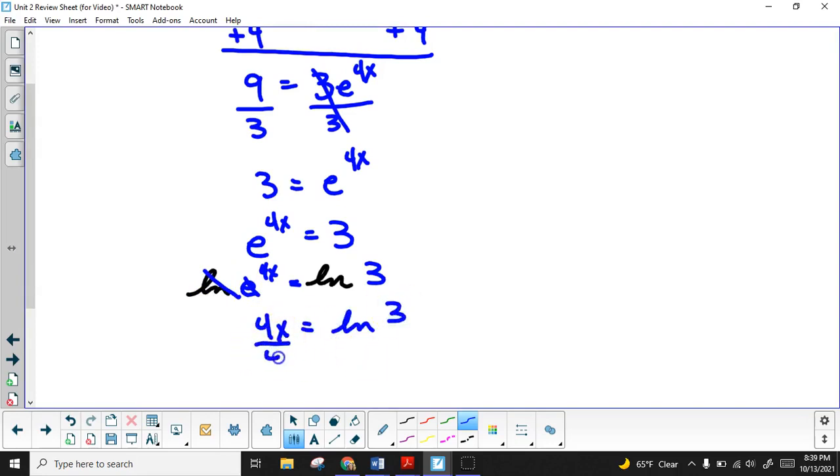And to get x by itself, we'll just divide by 4. And so our final answer will be x equals the natural log of 3 over 4. It does have some decimal value, but we don't need to get that decimal value. It's okay for us to leave our answer like this.